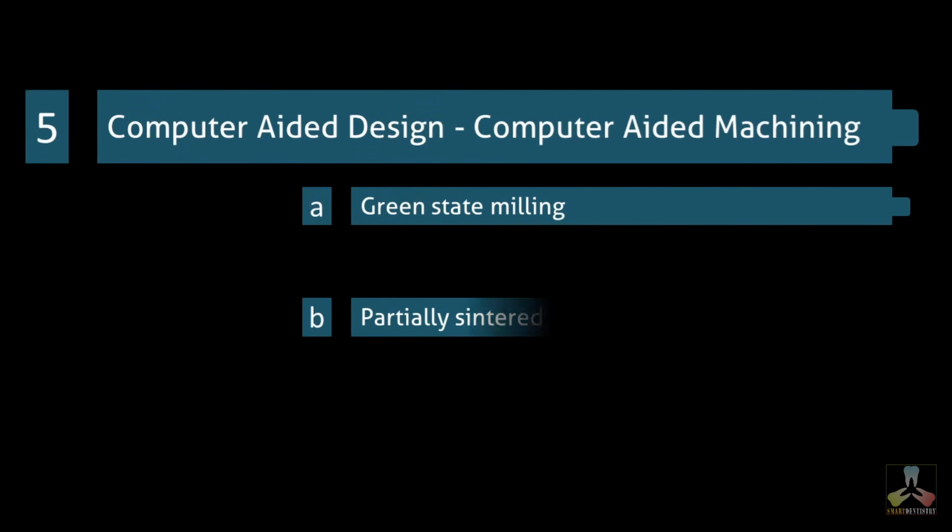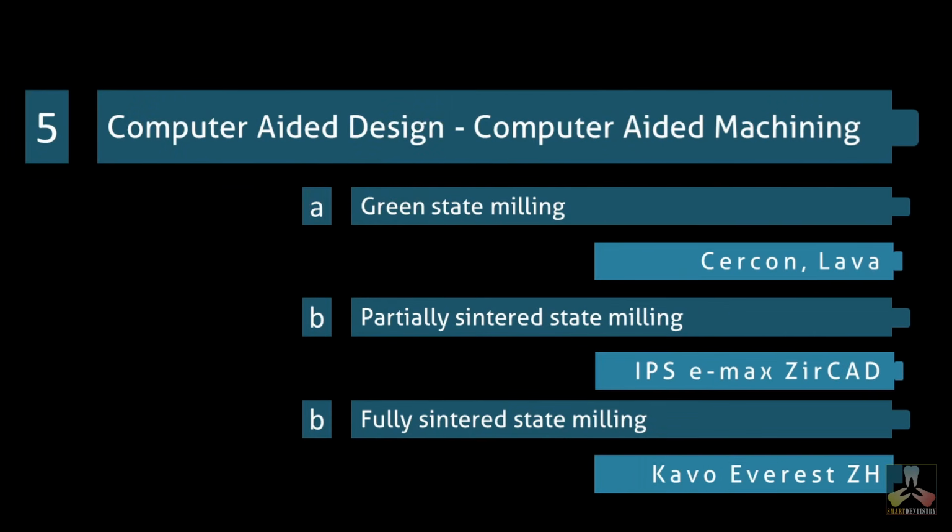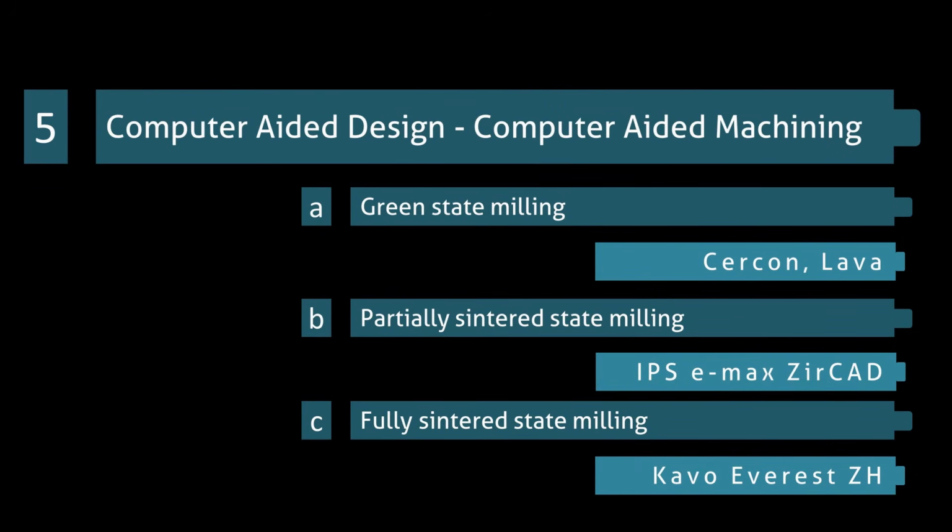The next technique that we are going to see is computer aided designing and computer aided machining or manufacturing, or milling. This is the current trend in ceramic restorations. Ceramic is a very hard and brittle restorative material. Grinding or milling it in its fully sintered state is very difficult and time consuming. So the usual procedure is to mill the restoration in a weaker stage and then heat it, that is, sinter it at higher temperature to strengthen it.